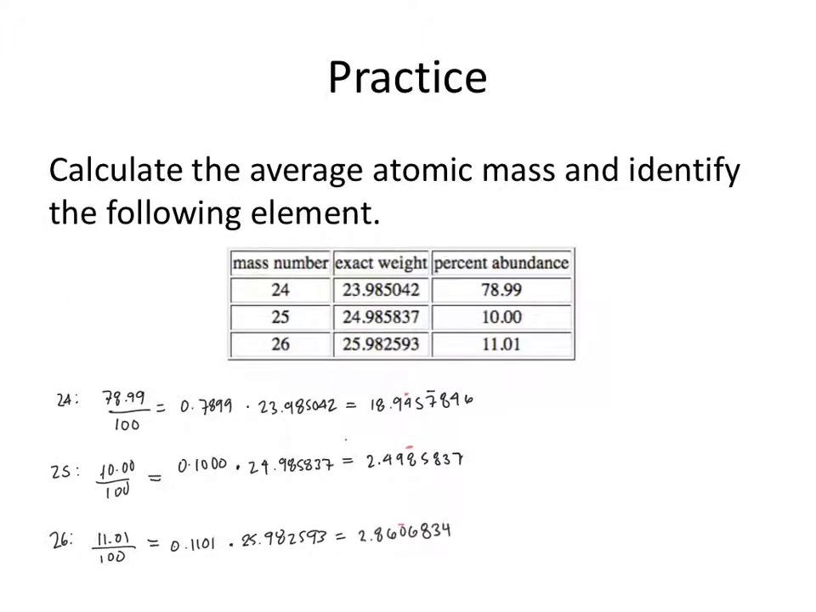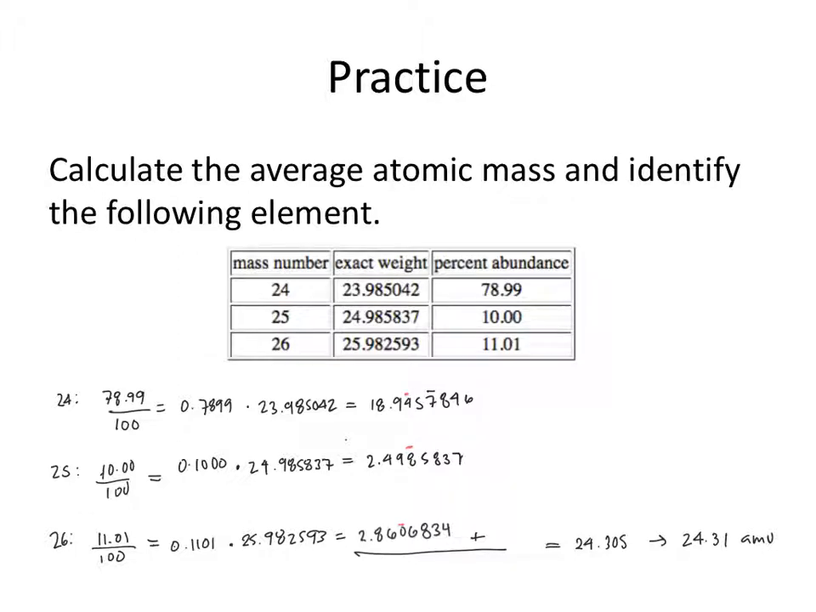Okay, so now that we've multiplied the masses of the individual isotopes by the decimal forms, we're going to take our answers and sum them all together. The summation of all of these is going to equal 24.305, or 24.31 AMUs.